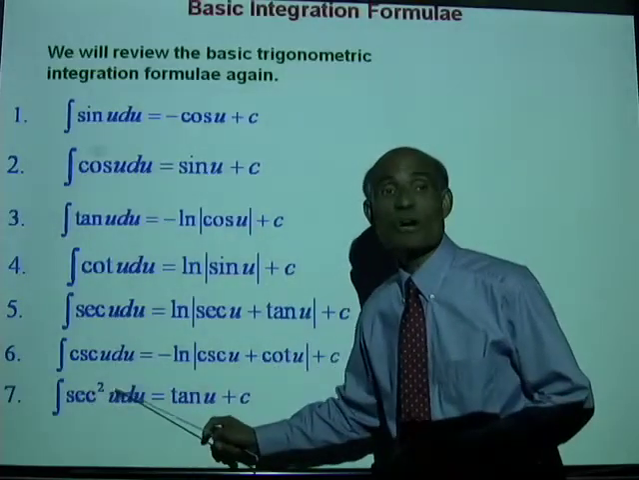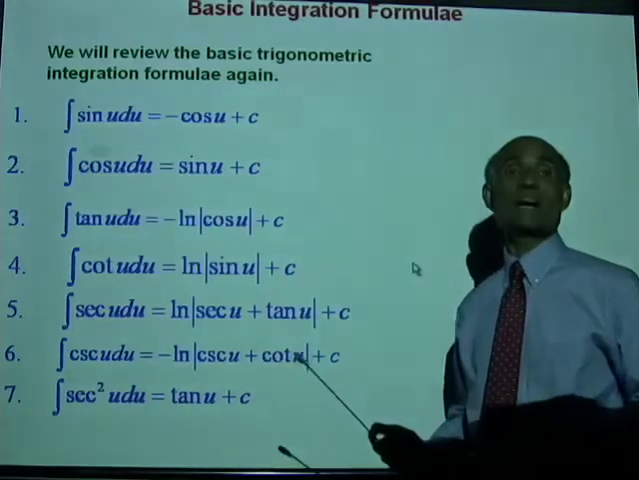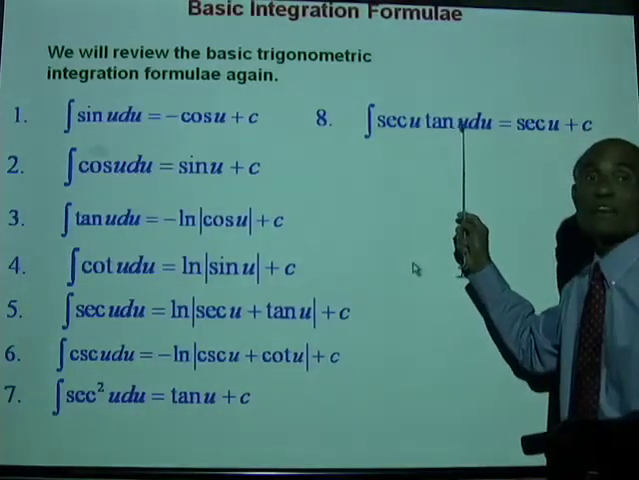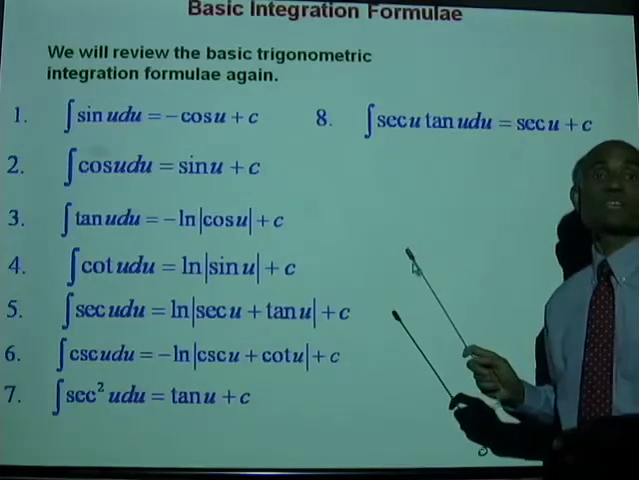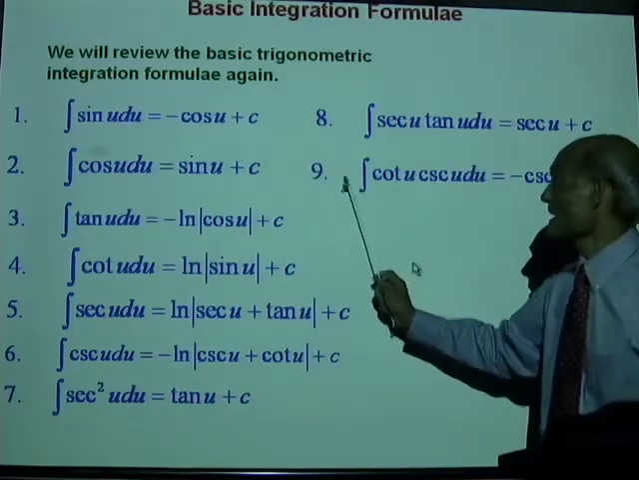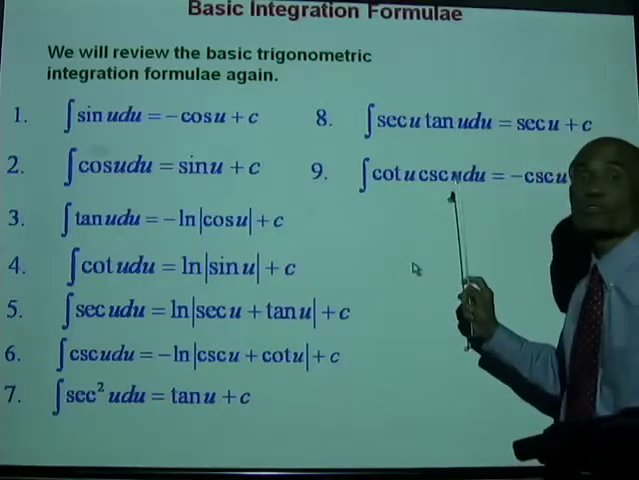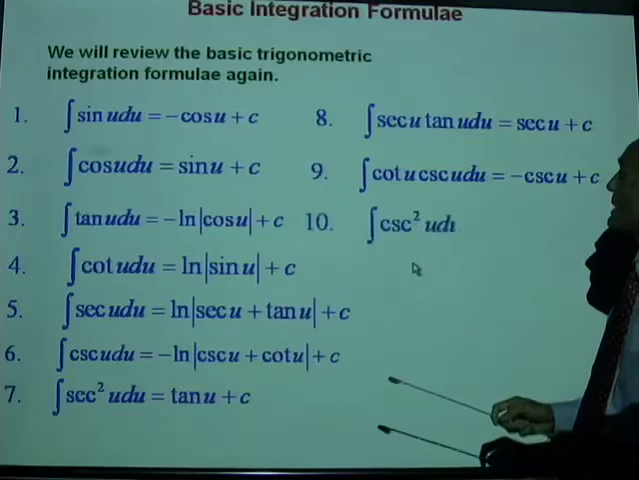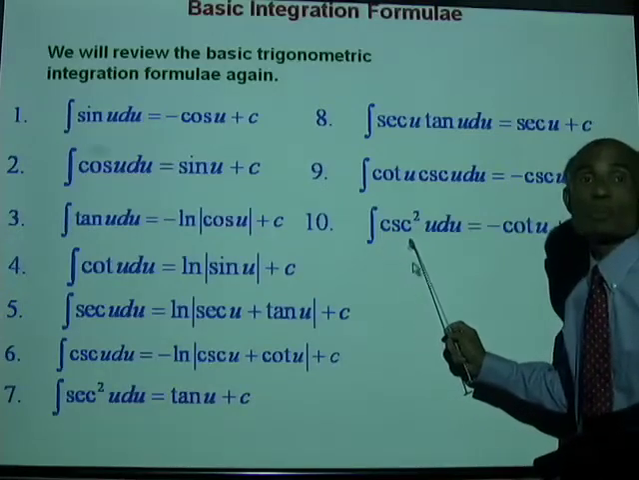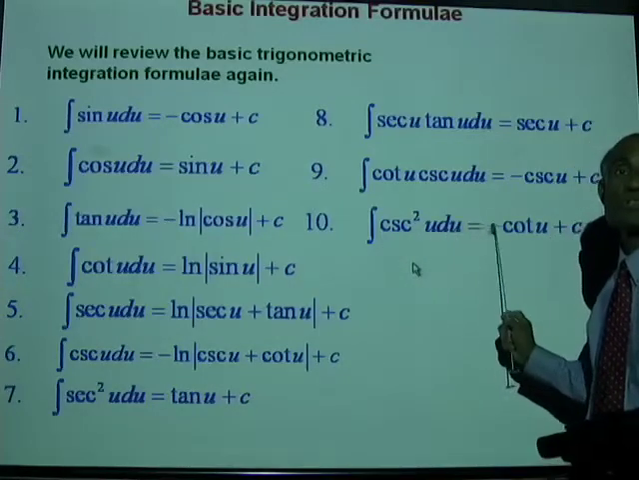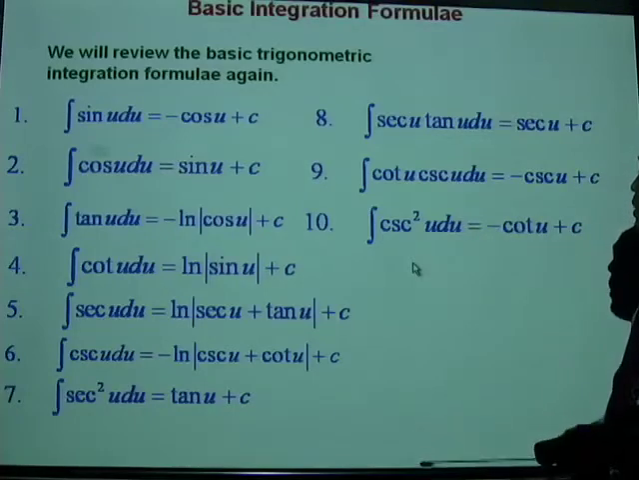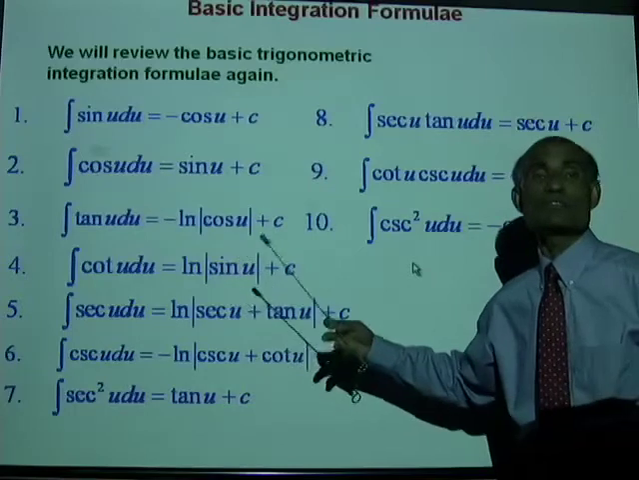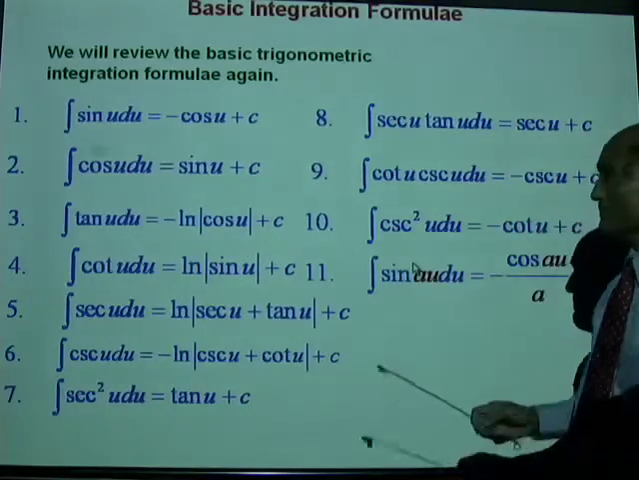Integral secant squared u du is tan u plus c. Integral secant u tan u du is secant u plus c. Integral cot u cosecant u du is negative cosecant u plus c. Integral cosecant squared u du is negative cot u plus c. You got to write them down and learn this. It's very important to know them.